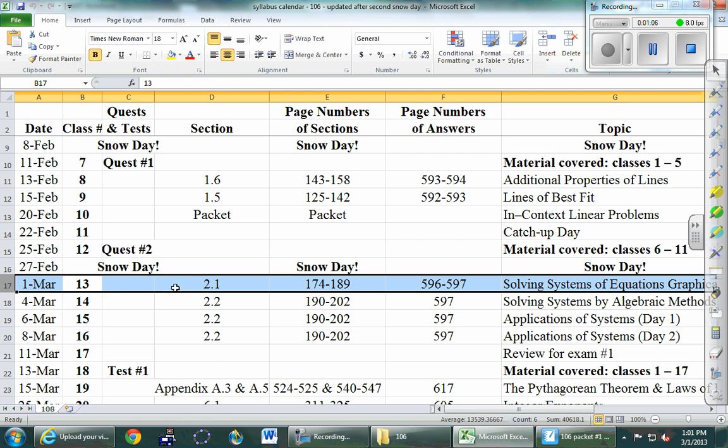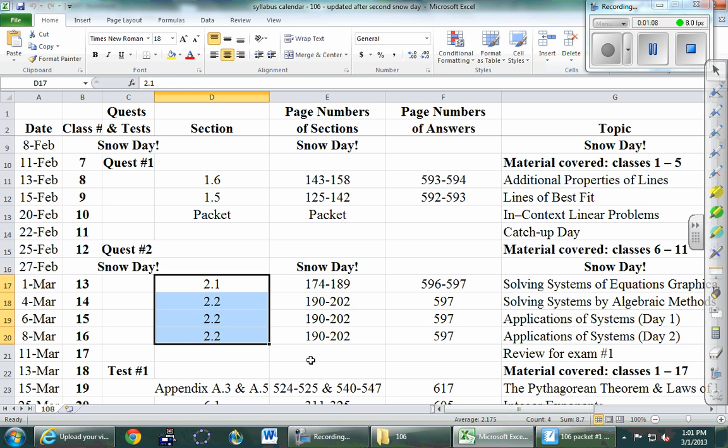Okay, so if you take a look at the calendar here, we're on class 13, and over the next 4 classes, you see that we are in the same 2 sections over and over again. Today we'll talk about section 2.1, which is solving systems of equations graphically, and the next 3 days we talk about solving systems algebraically, and in particular 2 days on applications.